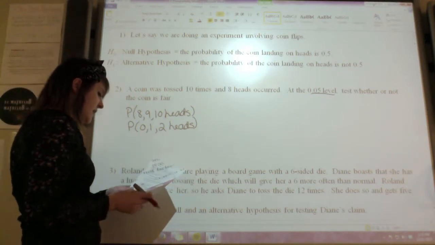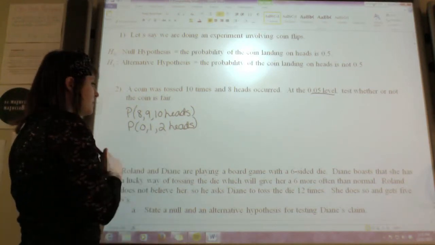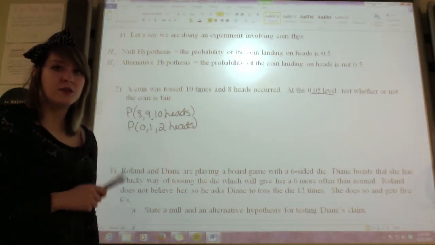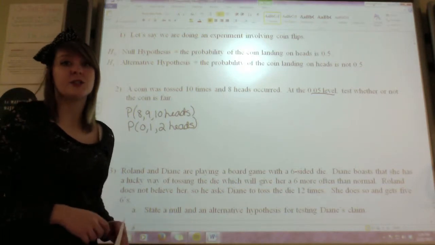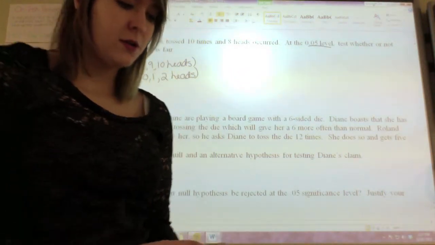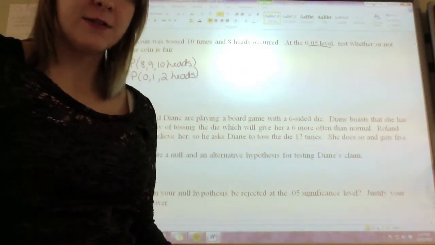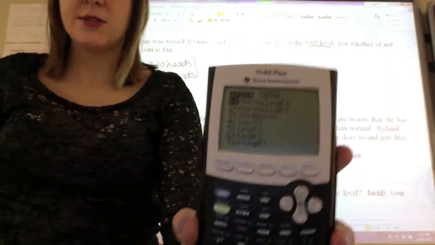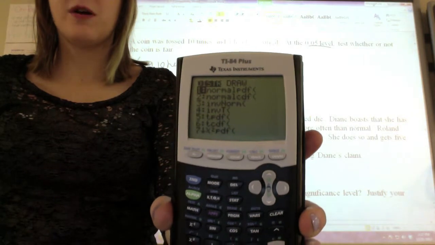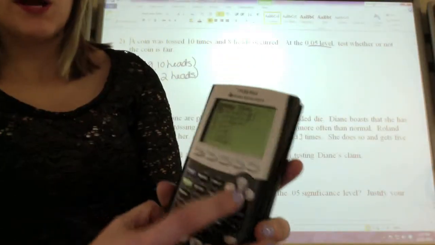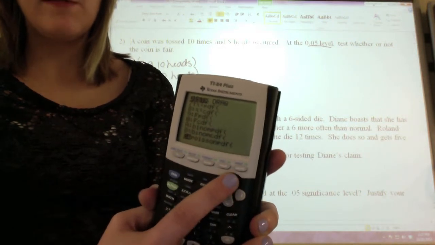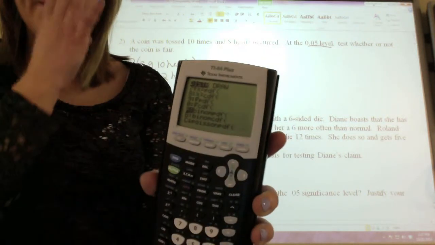So if I want to get exactly 0, 1, or 2 heads, well, I'm going to show you a new thing that you can do on your calculator in order to get that information a little bit easier. All right, on your calculator, you're going to hit second vars, and that'll take you to this distribution area, and it starts with normal PDF. That stands for normal probability distribution. Okay, we're going to arrow all the way down until we get to binom PDF and binom CDF.